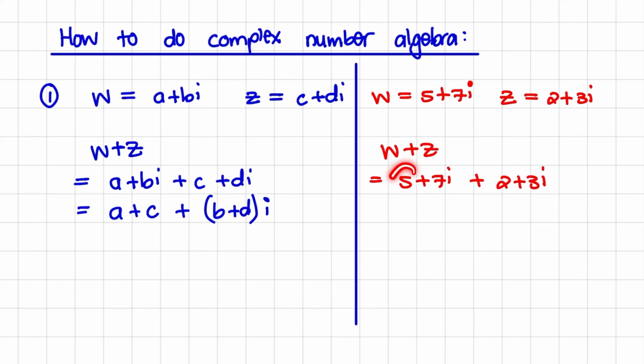So it'll be 5 plus 2, which is equal to 7. And then 7i plus 3i, which is equal to plus 10i. And that is how we add complex numbers with each other.